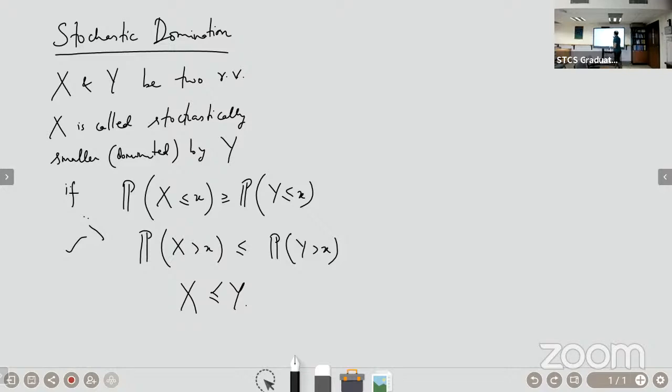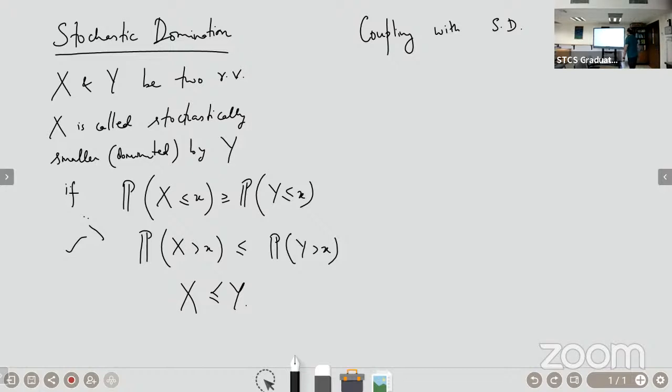So now the first thing we'll do is to somehow couple with stochastic. This is clear, the definition is clear. Can you give an example where X is dominated by Y? That would help clear things up.